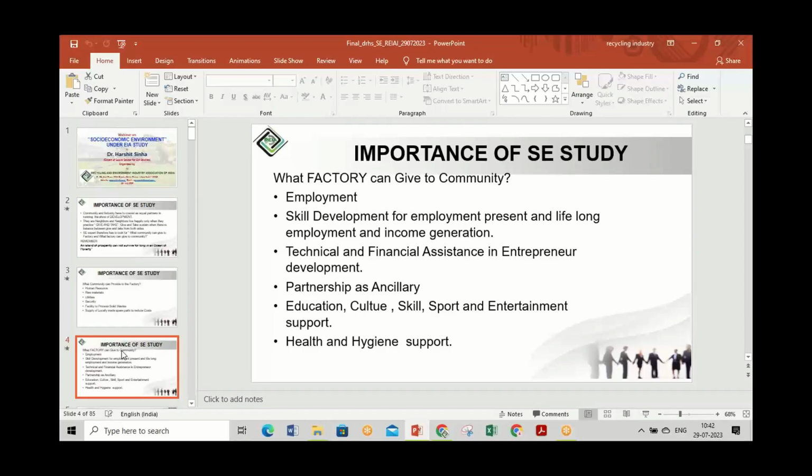I just wanted to introduce the subject, that these are the basic things we must keep in mind so that we can establish a balance between the community and the factory and the developmental activity. And that is the responsibility of social.